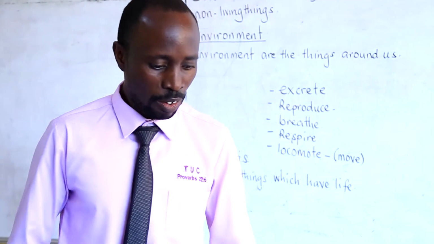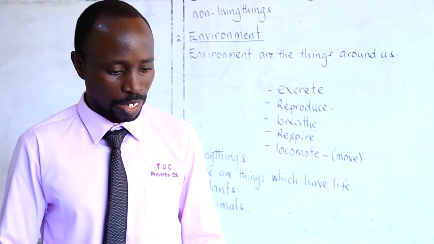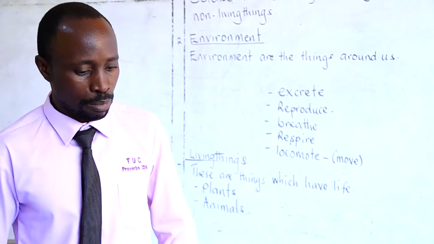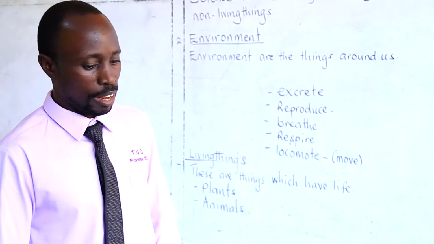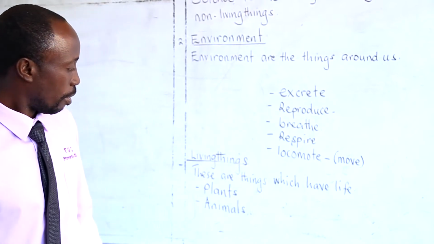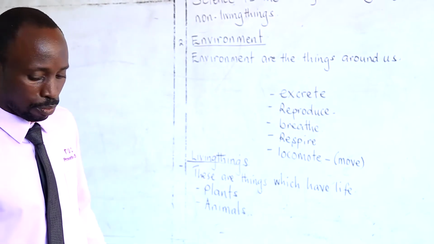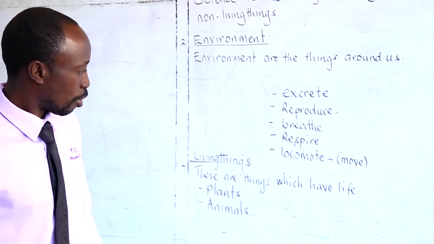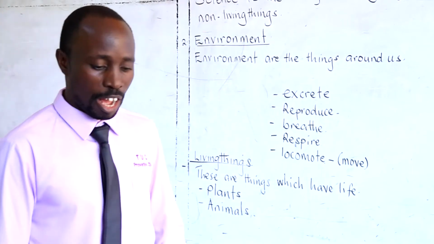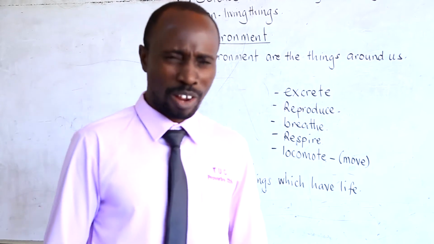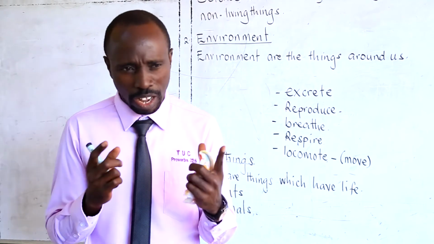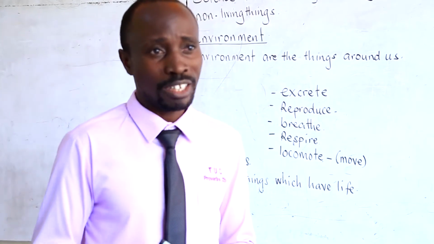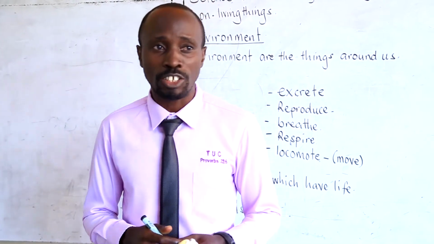Okay? And now we've seen their characteristics. Okay? They reproduce. Okay? They excrete. They breathe. They move. Okay? They grow. Okay? These ones all grow. They can feed. They can move. They can reproduce. Okay? Now, how do plants move from one place to another? Someone may ask, how is this one done? How do they move from one place to another? Plants normally move by dispersion.